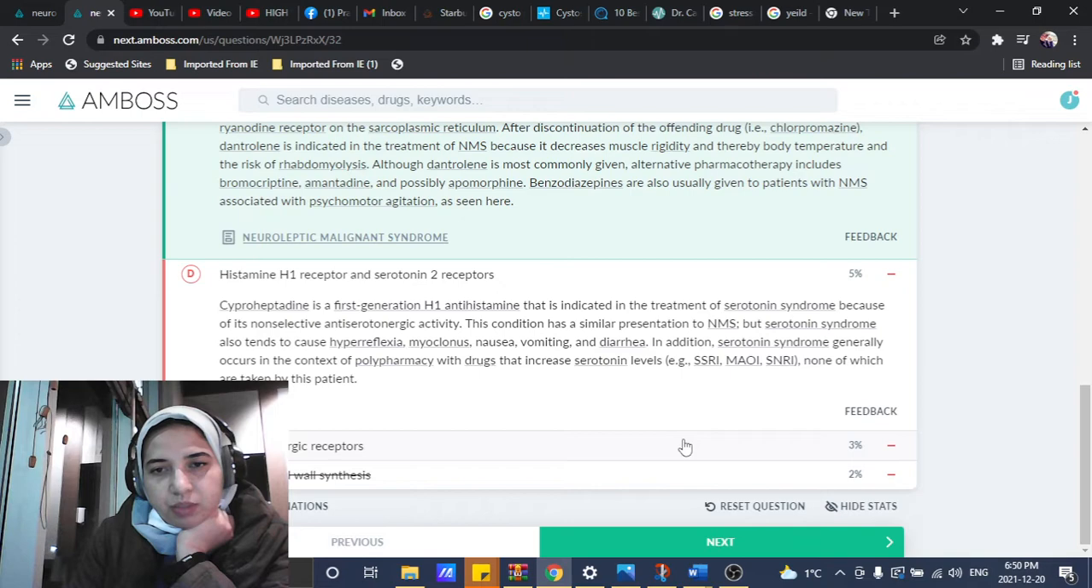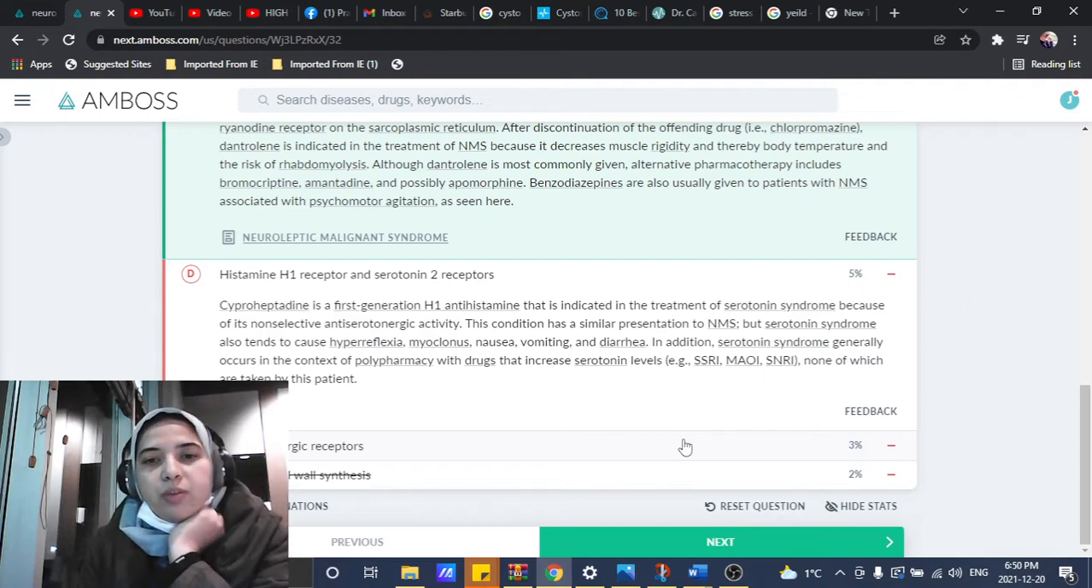This condition has a similar presentation. So yes, serotonin syndrome is one of the differentials you would have for neuroleptic malignant syndrome. But serotonin syndrome also tends to cause hyperreflexia and myoclonus, vomiting and diarrhea. In addition, serotonin syndrome generally occurs in the context of polypharmacy with drugs that increase serotonin levels, none of which were taken by this patient. That makes sense.